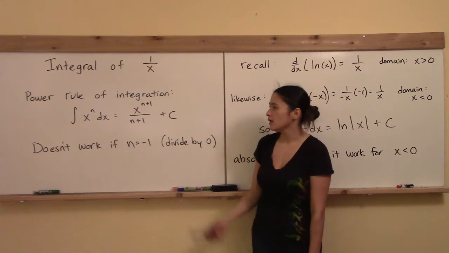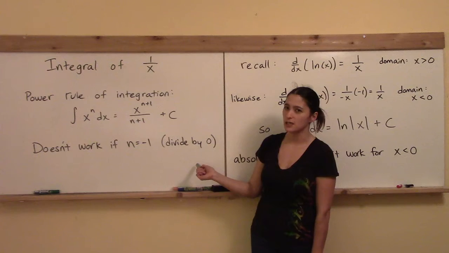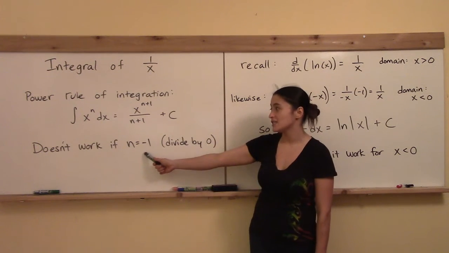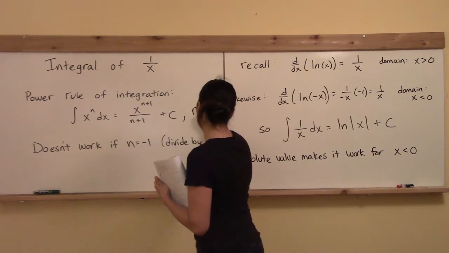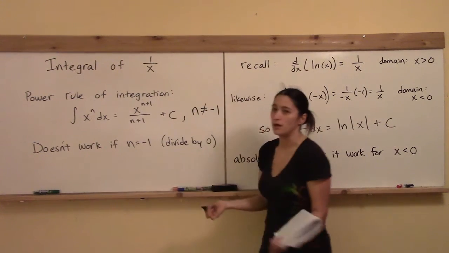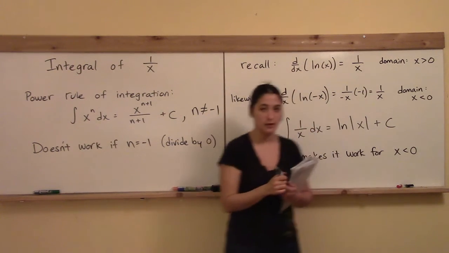Okay, so this rule actually works for every single value of n that you can think of as long as n does not equal minus 1. So really this rule comes with the caveat that n cannot equal minus 1. Otherwise you'd be telling me to divide by 0, and I'm not going to do that.